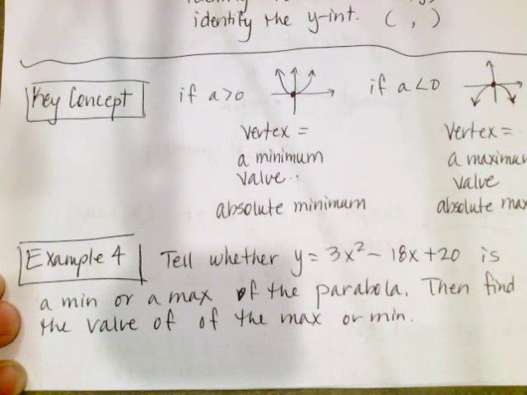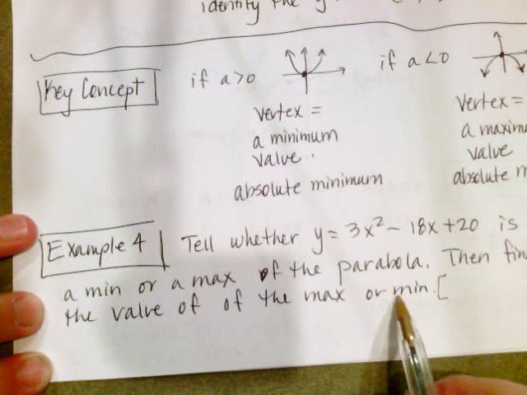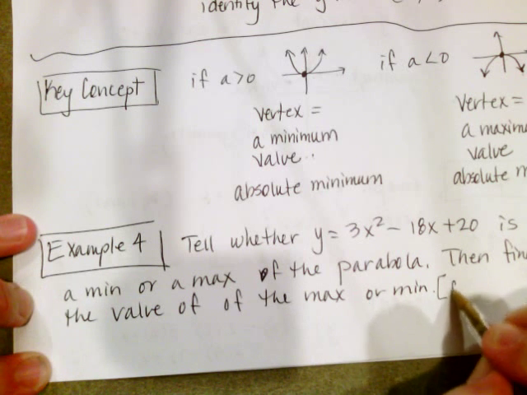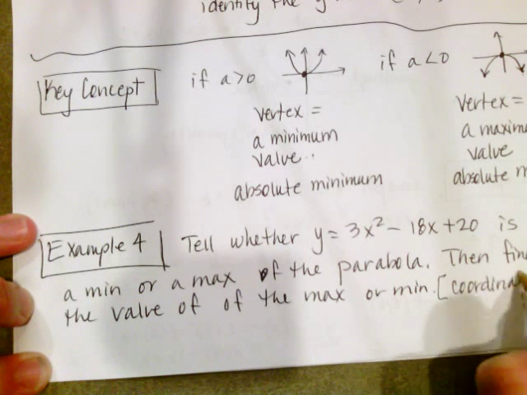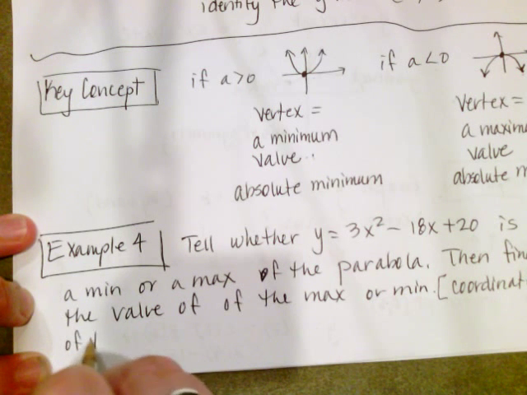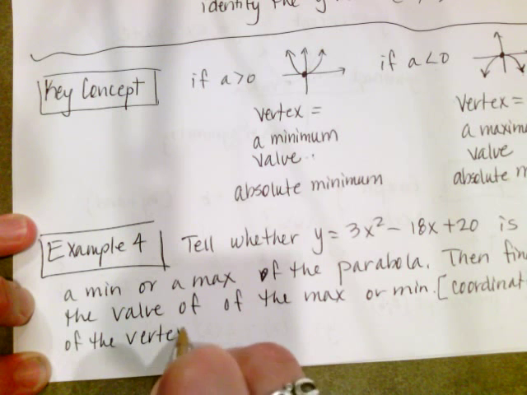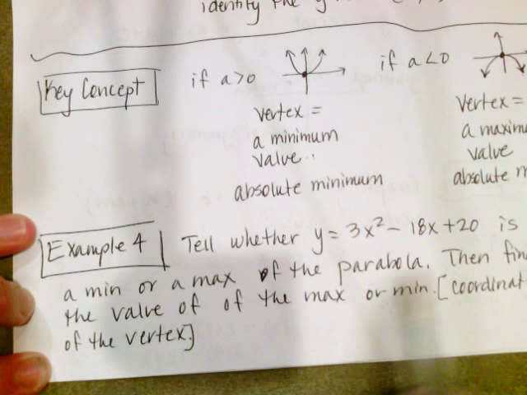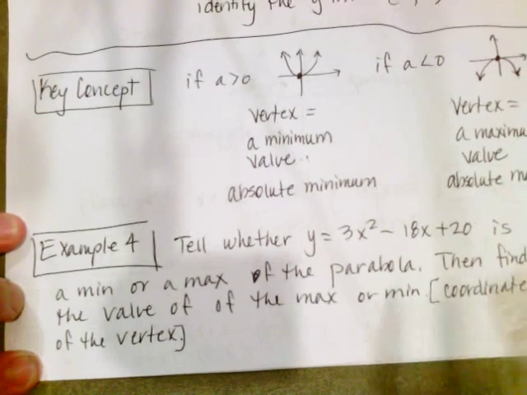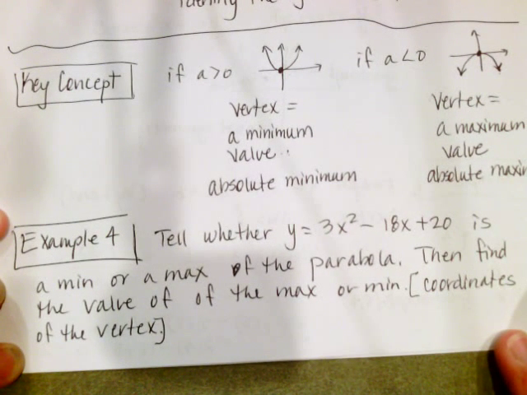Alright, so you've been given an equation. y is equal to 3x squared minus 18x plus 20. I want you to tell me if it's a minimum or a maximum, and then we want to find the value of that max or min. So basically what this piece right here means is you need to find the coordinates of the vertex. Okay, so I'm going to turn the page.